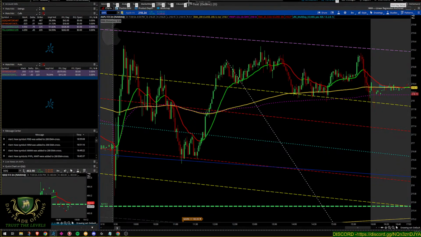One of the other things I want to point out is just look how the LRC is respected. It's pretty amazing. It comes up, comes back down to it, down, down, and then one last time. It's pretty incredible.